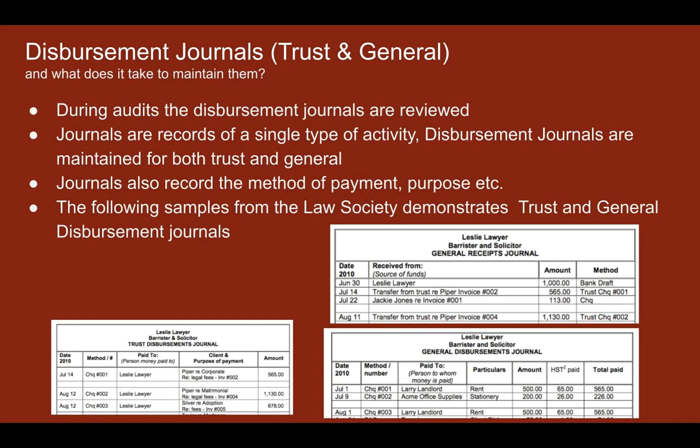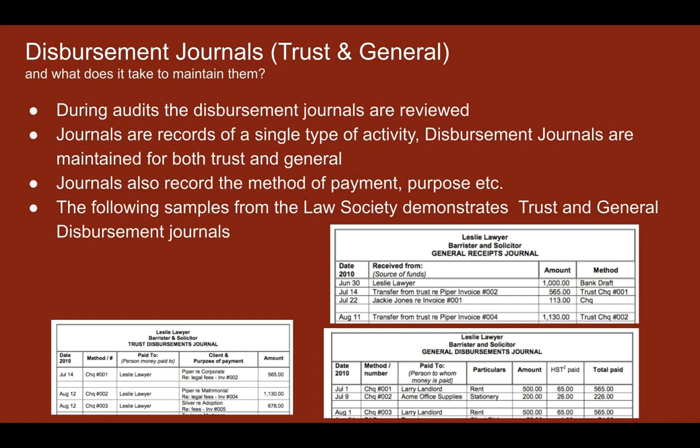Journals are records of a single type of activity, like I already mentioned, either disbursement or receipt. But at the same time, you're able to record more information into it, like method of payment, purposes, and received from, which is the source of funds.